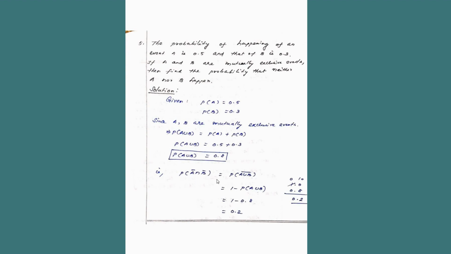Therefore, P of A bar intersection B bar is equal to P of A union B whole bar. You already studied the De Morgan laws for complementation. Here you substitute for this. So this is equal to 1 minus P of A union B. What is the value of P of A union B? P of A union B is 0.8. Therefore, 1 minus 0.8, we simplify and get the answer 0.2. This is the answer for P of A bar intersection B bar.